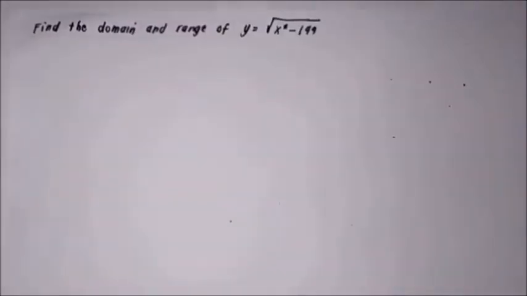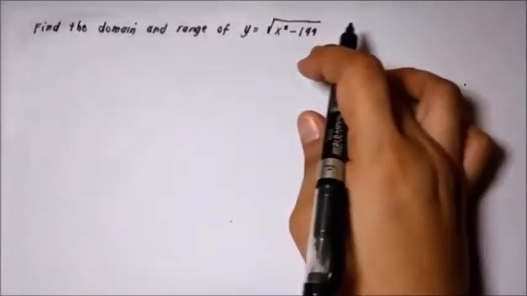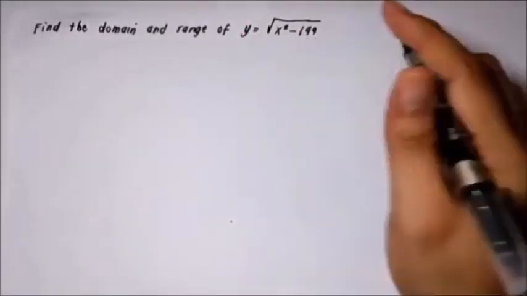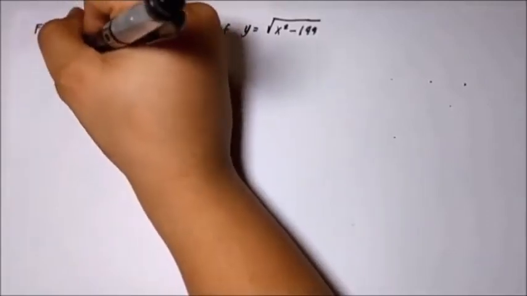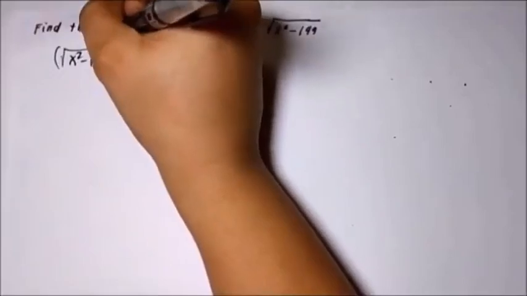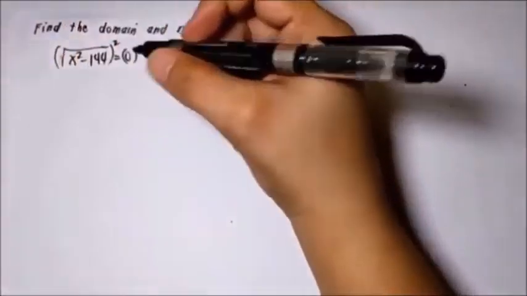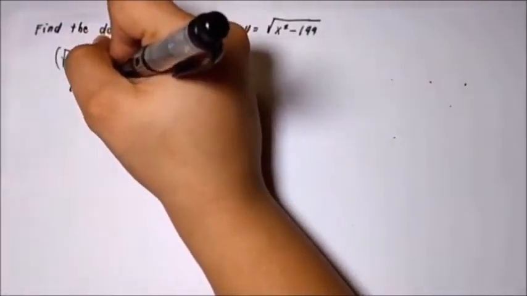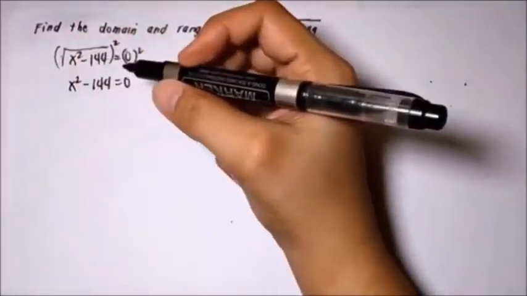Find the domain and range of y equals square root of x squared minus 144. So again, let's get the zeros of this polynomial. So square root of x squared minus 144 equals 0. And then after that, square both sides. We'll be having x squared minus 144 equals 0.